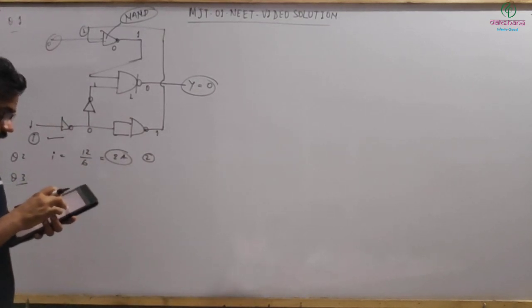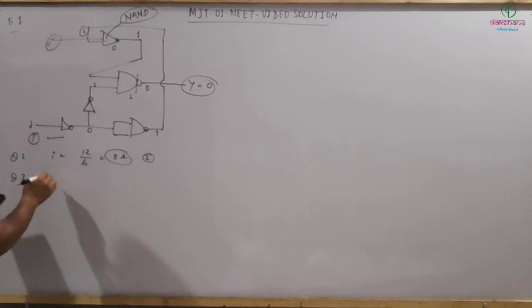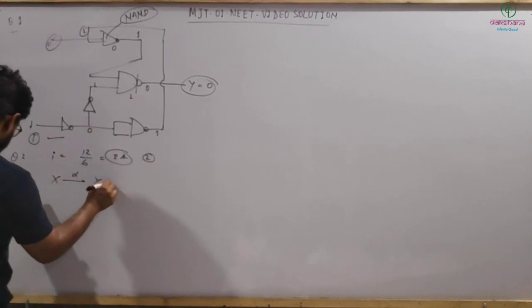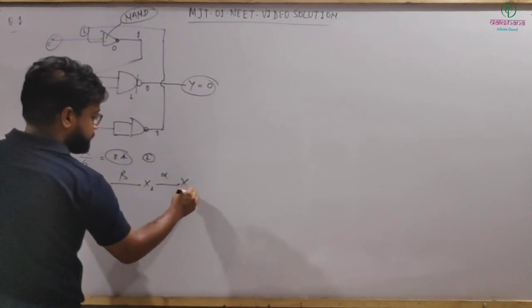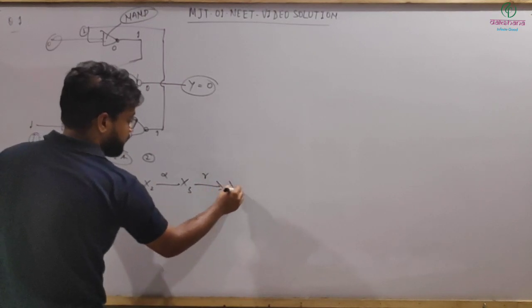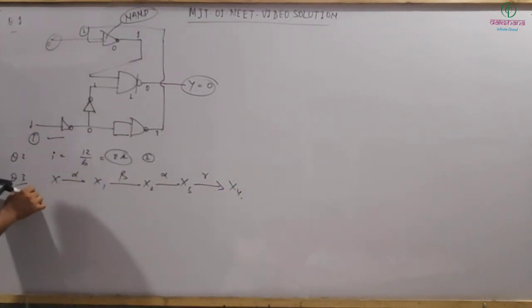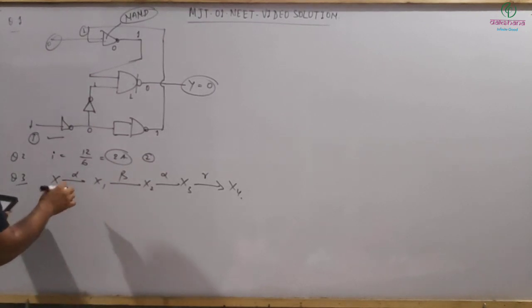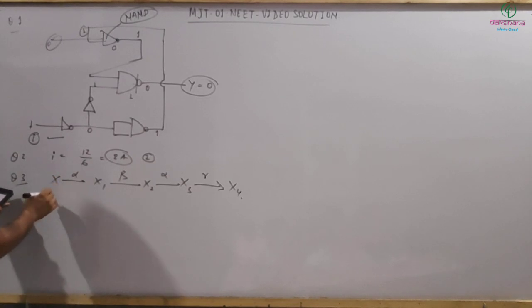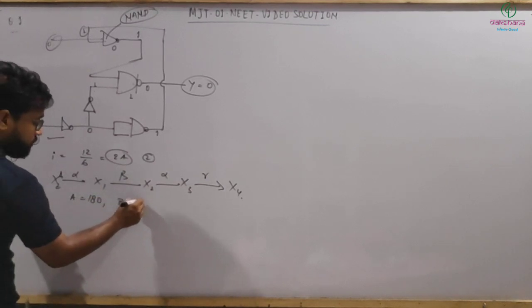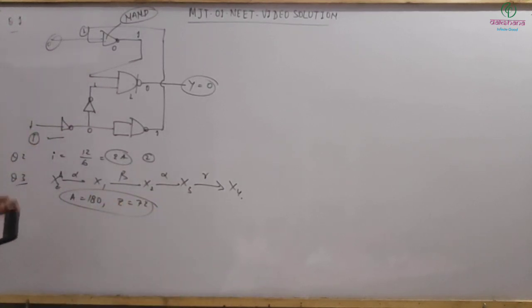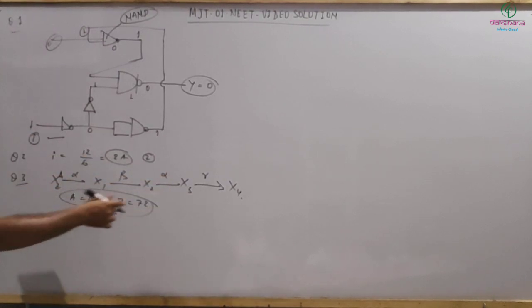Next question number 3. A radioactive nucleus decays as follows: X going to alpha, X1 going to beta, then X2 going to alpha, then X3 going to gamma, then X4. So here we have 2 alpha. Initially it's given as A Z, so A is equal to 180, Z is equal to 72. Let's calculate the final atomic weight and atomic number of element X4.